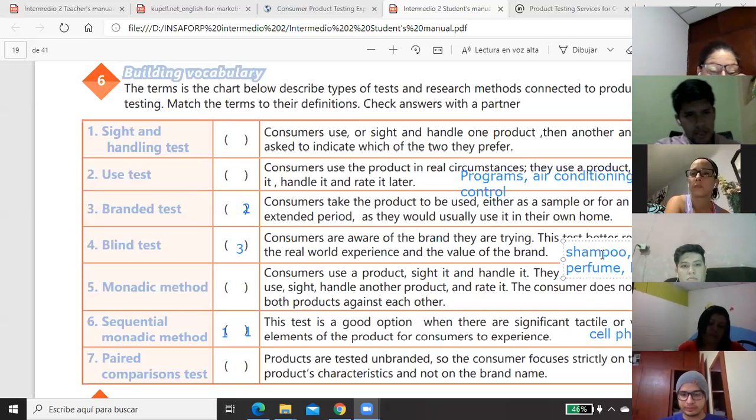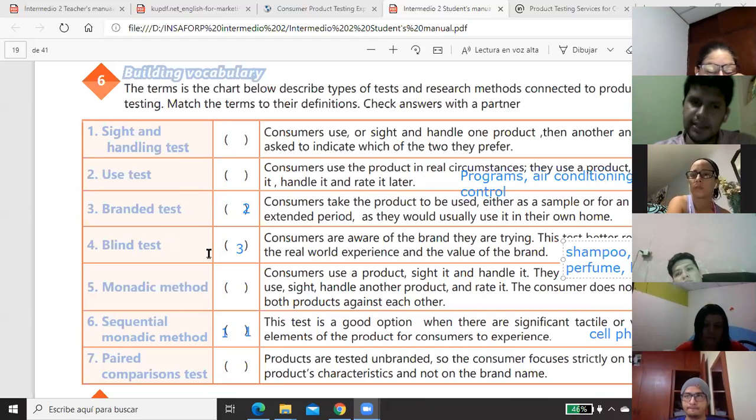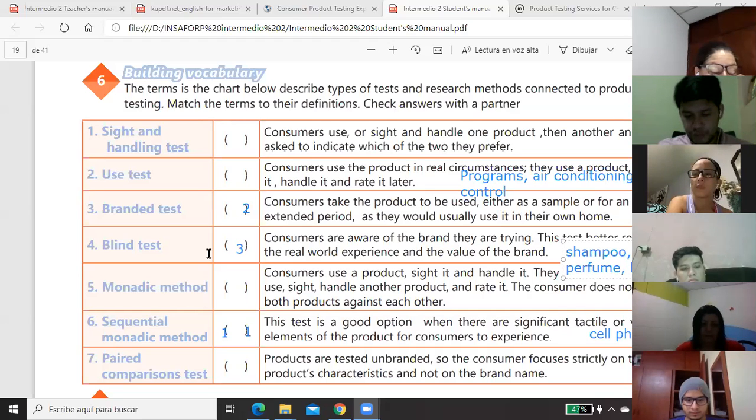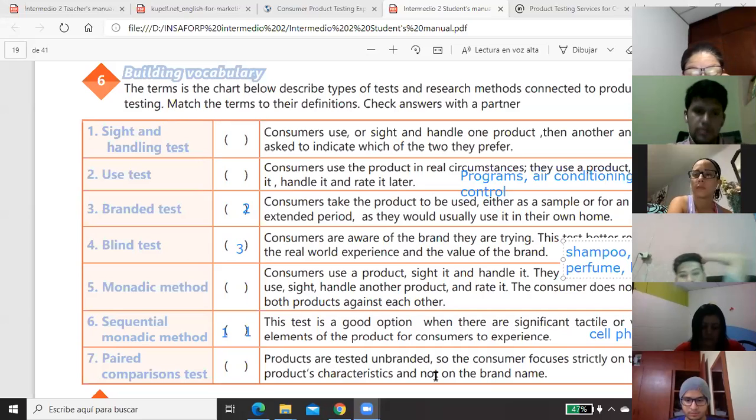Hey, good. Now we have another type of testing. Oh, we also have a blind test. Does anybody remember which one this is? The last one. Yes, products are tested unbranded. Yes. So the customer focus.